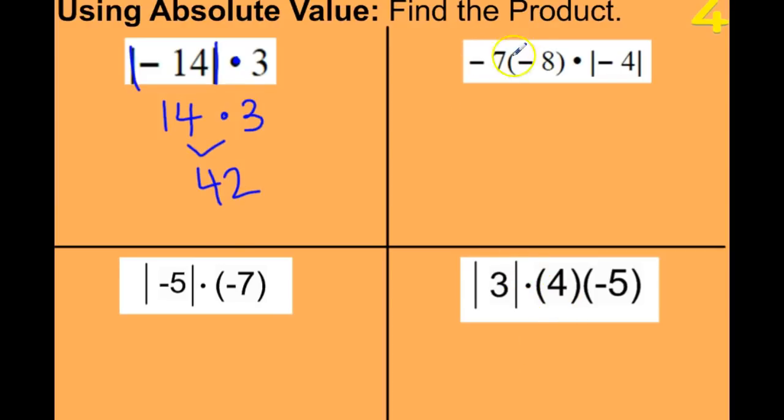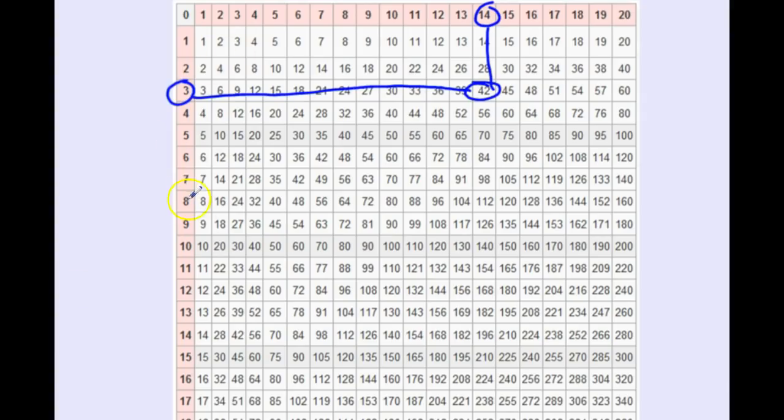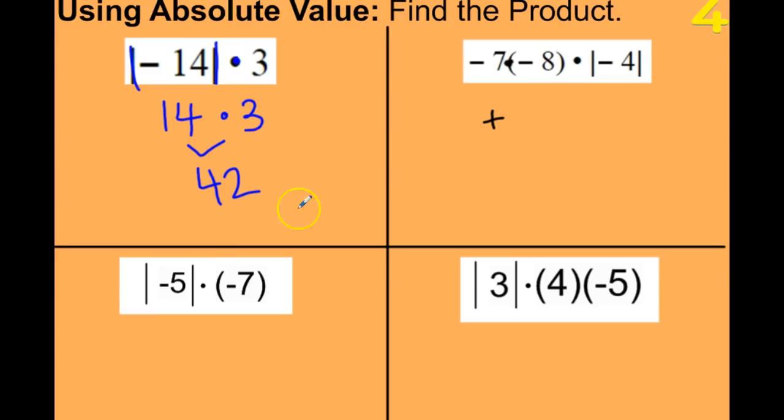All right, on to the next one. These are touching, so we know that's multiply. Two grumpy people get along. 7 times 8. 7, 8 should give us 56. Oops, other way.